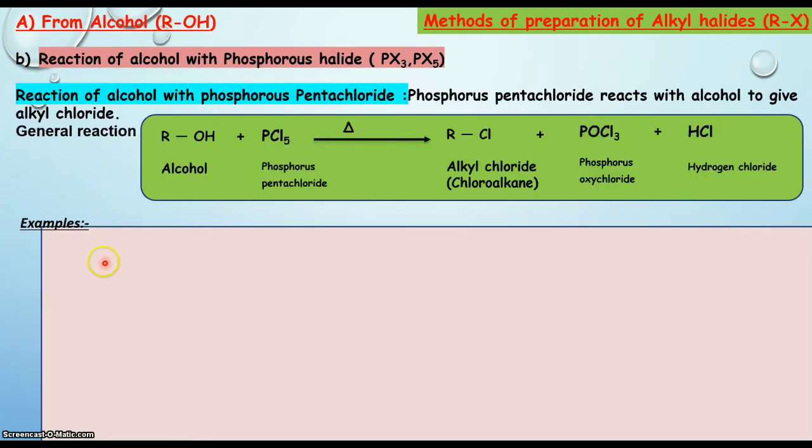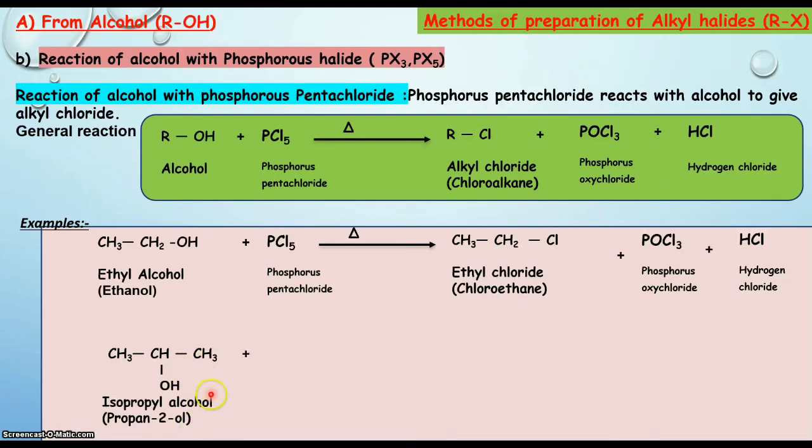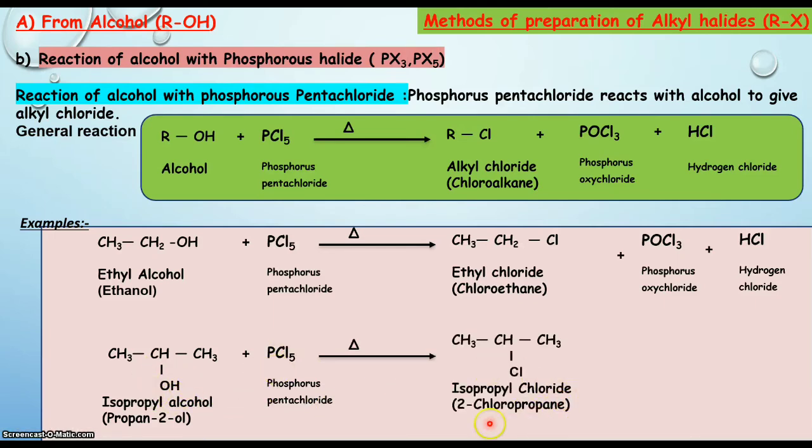Let us see the examples of reactions of alcohol with phosphorus pentachloride. So here is the example of ethyl alcohol, that is ethanol. When it reacts with phosphorus pentachloride, it will give the product of alkyl halide. So what is the logic of this reaction? OH of the alcohol is replaced by chlorine. So product will be ethyl chloride or chloroethane, and byproducts will be the same, that is phosphorus oxychloride and hydrogen chloride. The second example is propan-2-ol, which on reaction with phosphorus pentachloride gives, yes, this OH is replaced by chlorine. So product is 2-chloropropane and byproducts will be the same.